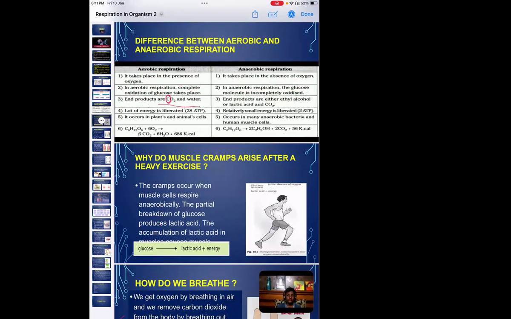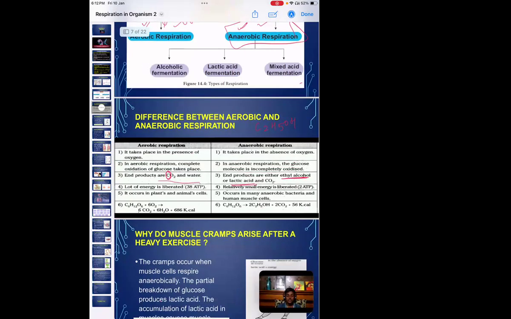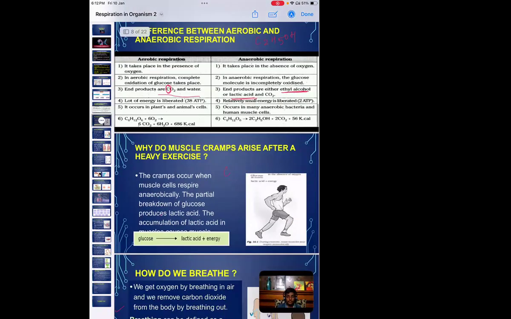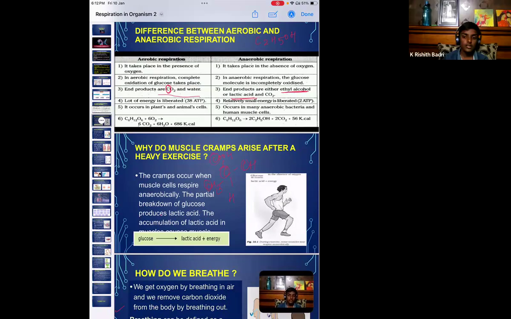They will be converted into a 1 carbon molecule, which is carbon dioxide. Whereas in the anaerobic process, they will form either ethyl alcohol, whose formula is C2H5OH, or lactic acid. I'll write the lactic acid formula also. It is written like this: CH3CHOHCOOH. So how many carbons are here? 1, 2, 3, 4.